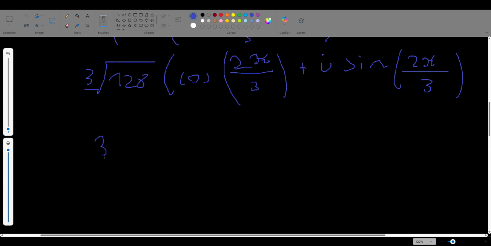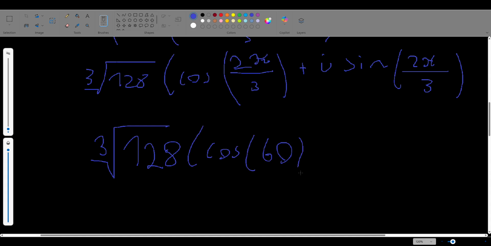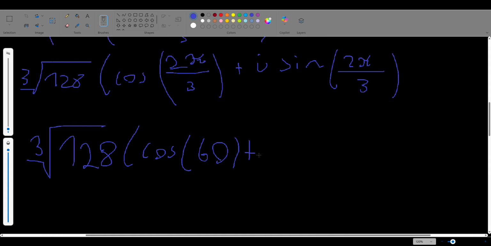I'm going to show you guys a trick, okay? Third root of 128 times the cosine of 60 degrees plus i times the sine of 60 degrees.